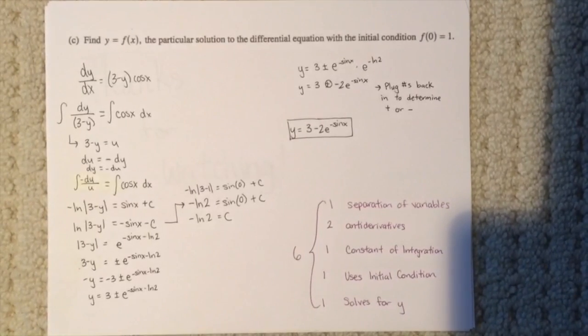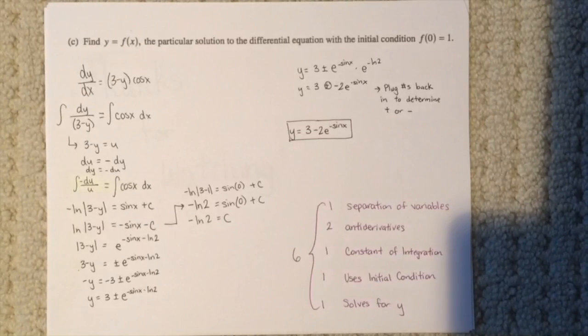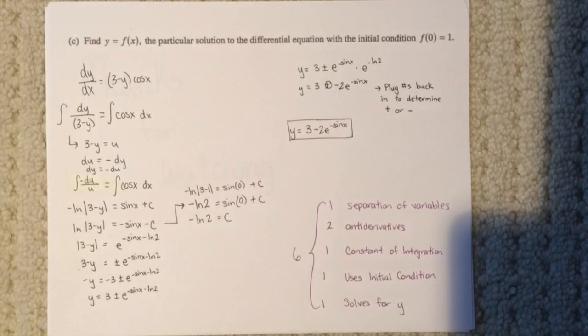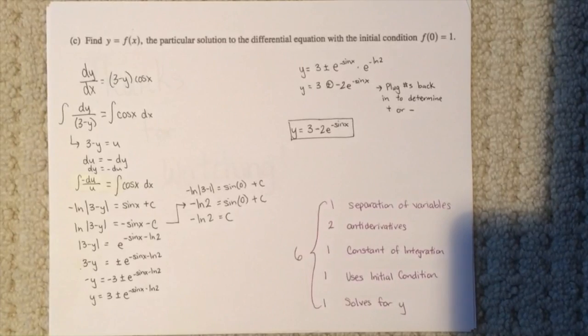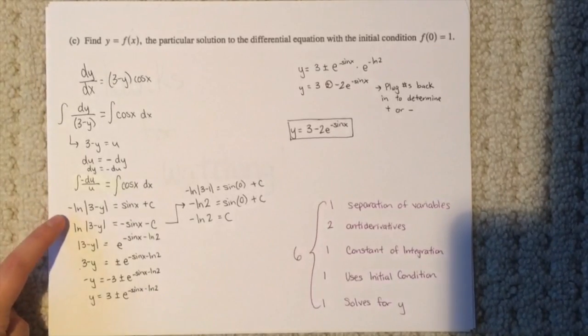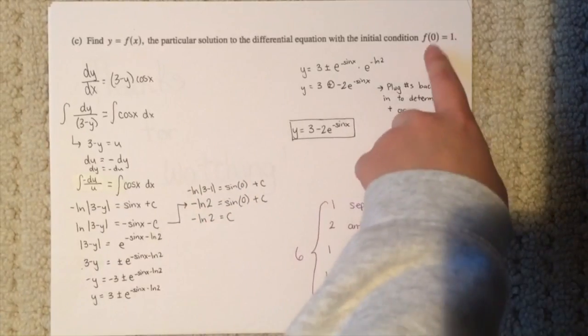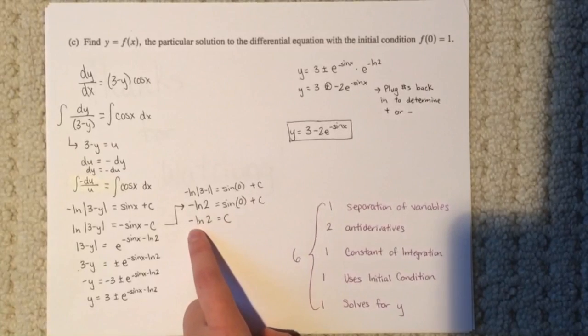We then took the integral of both sides, used u substitution to solve for the left side's antiderivative, and we got negative ln absolute value of 3 minus y equals sine x plus c. From this equation, we wanted to find out what c was, so we plugged in our values of 0 for x and 1 for y to get c is equivalent to negative ln of 2.